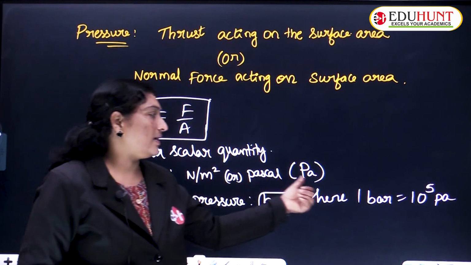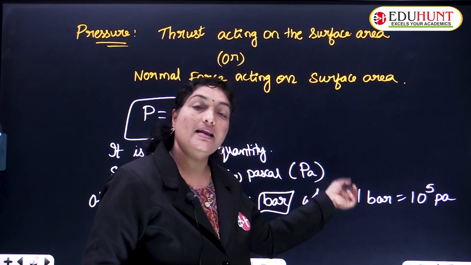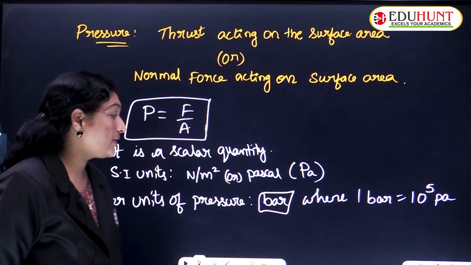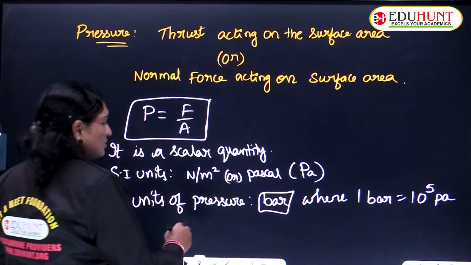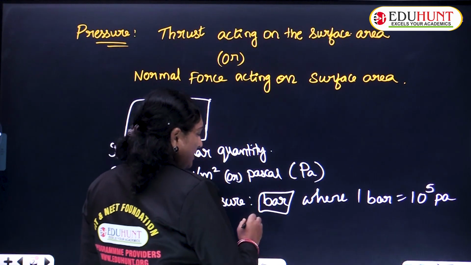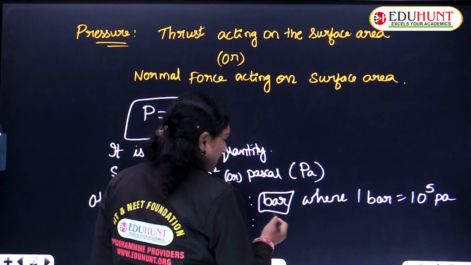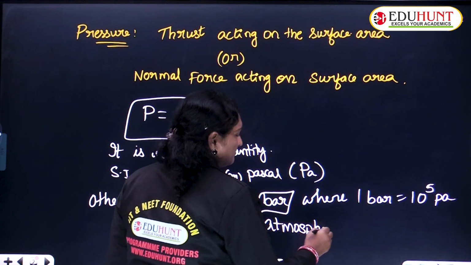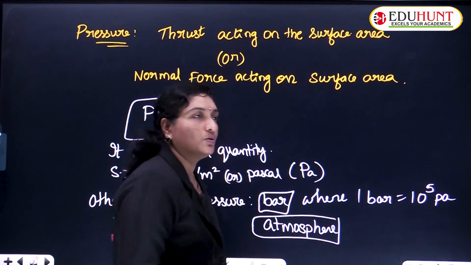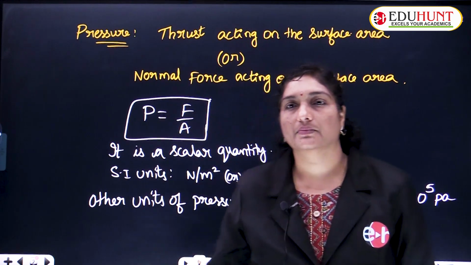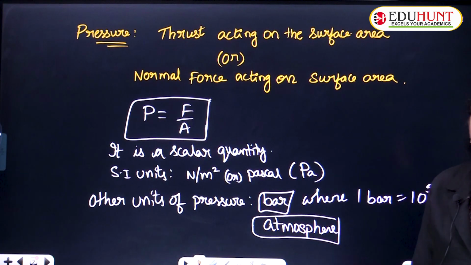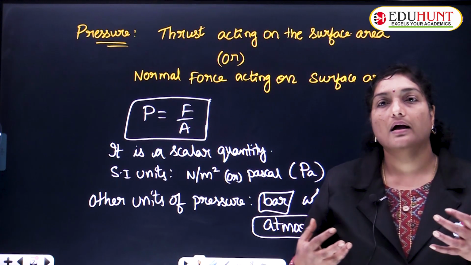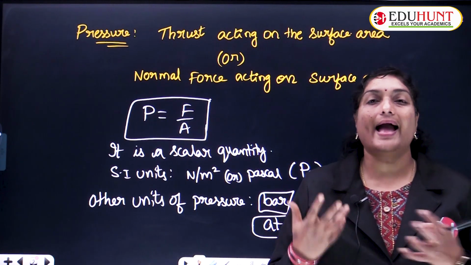If you want to convert, bar is another unit of pressure, where 1 bar is equal to 10 power 5 Pascal. Also you have one more unit of pressure, 1 atm. Atm's full form is atmosphere. So these are the different units of pressure. Got it, children?